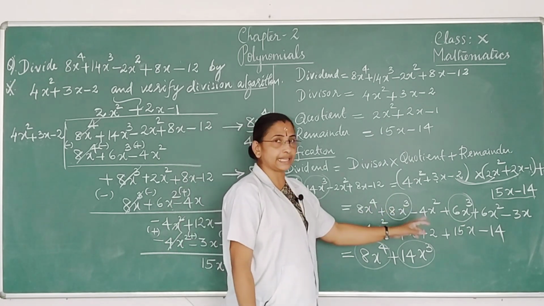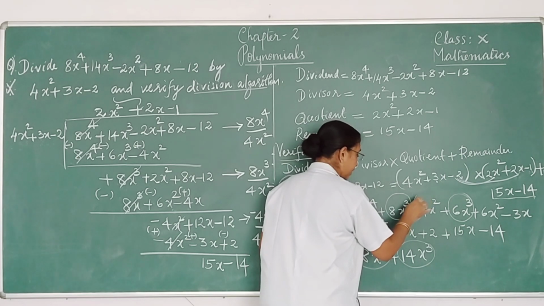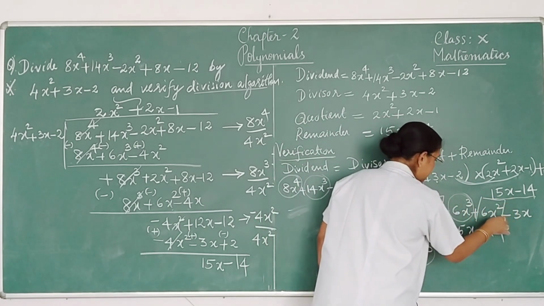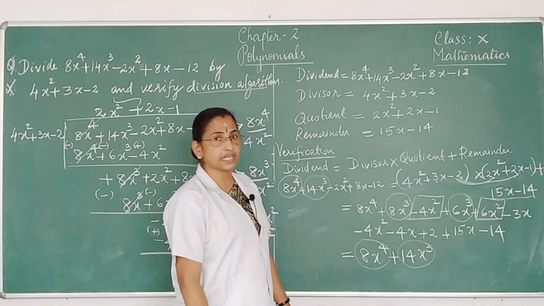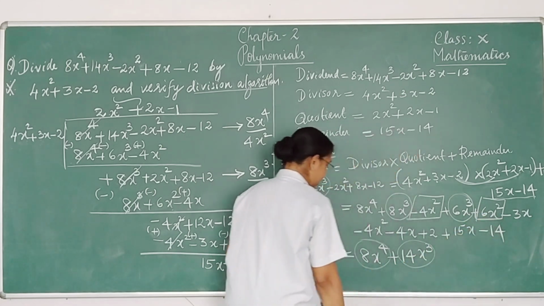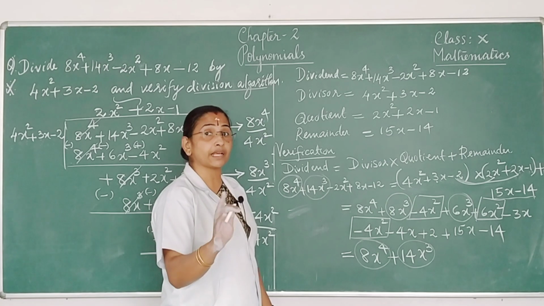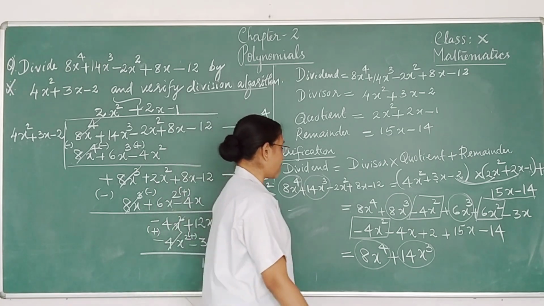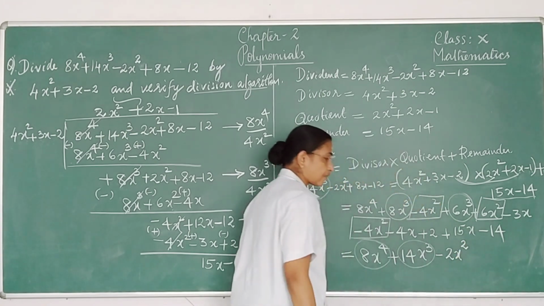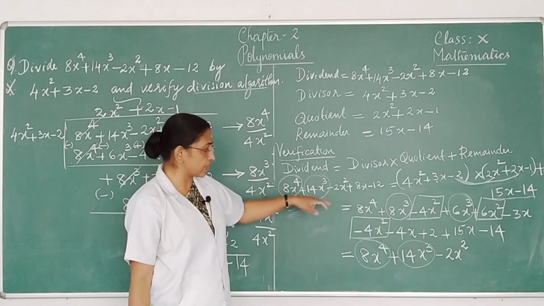Now, I need to collect the x square terms. Which are the x square terms? Minus 4x square and plus 6x square. What is minus 4 and plus 6? Minus 4 and plus 6 is plus 2. This plus 2x square, I need to add with minus 4x square. What is plus 2 and minus 4? Minus 2. So, minus 2x square is the ultimate term in the case of x square. Check your left side. Yes, it is equal, minus 2x square.